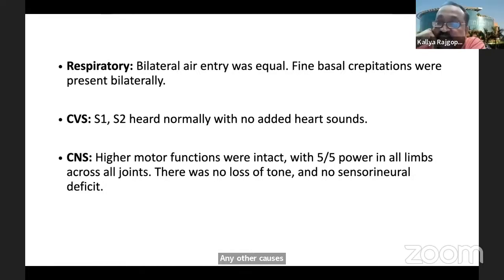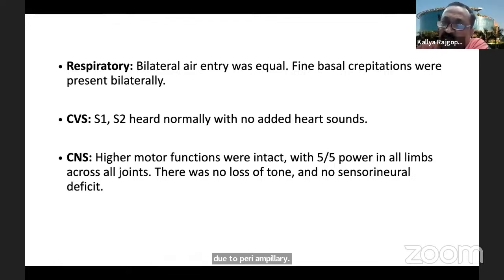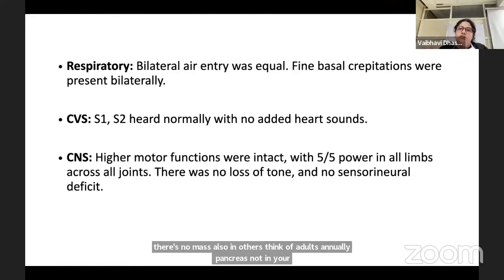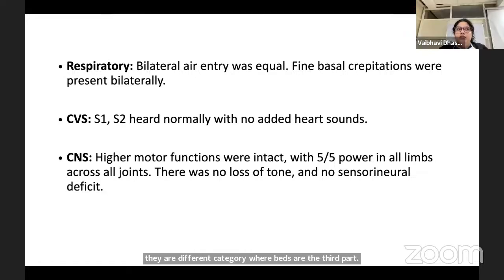D2, D3, D4. At the level of D2, the obstruction may be a mechanical obstruction due to carcinoma head of pancreas, due to a pancreatic pseudocyst. It may also be due to periampullary carcinoma. Periampullary carcinoma, duodenal carcinoma, head of the pancreas, all that is true. Mass may or may not be palpable. If there's no mass, also in adults think of annular pancreas, not in your patient. I'm just trying to give you. And of course, in children they are a different category. Now, third part. Third part of duodenum, SMA syndrome.